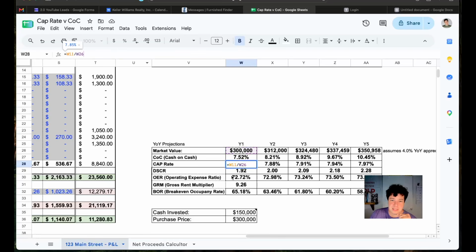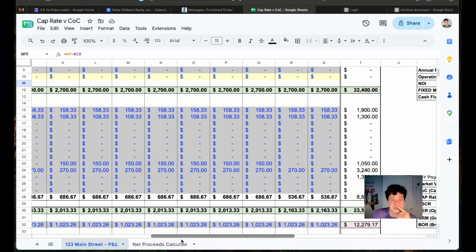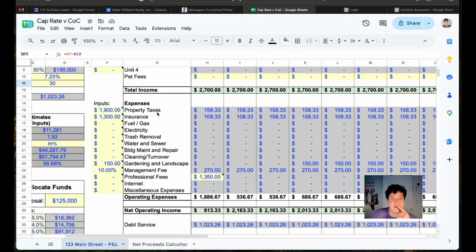Cap rate first. Cap rate, you can look at the cells. You are seeing right now net operating income being taken over market value. So what this is going to give you insight into is how effective the property is run. So a cap rate can be changed significantly by these inputs.